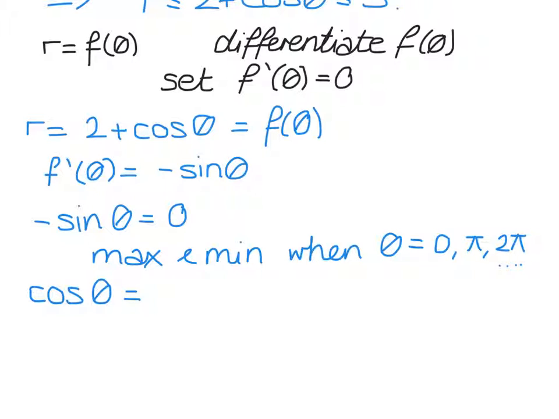So when theta equals 0, 2 pi or 4 pi, etc., cos theta is 1, and when theta equals pi, 3 pi, and so on, cos theta is minus 1. So we know these are the maximum and minimum of cos theta, so we can sub these into our equation of r to get that the maximum of r is 3 and the minimum of r is 1, which is the same as before.